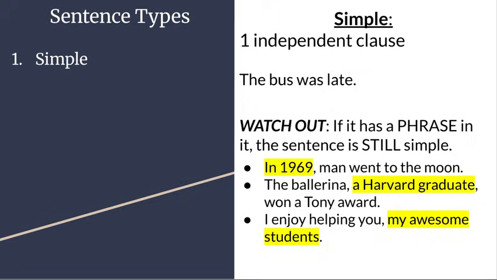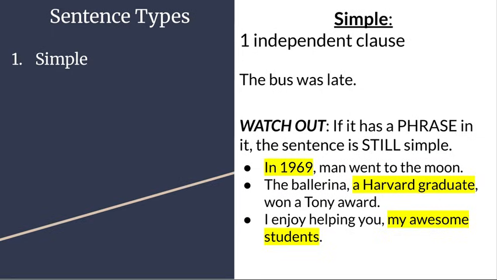So now I'm going to go through the 4 different sentence types. The first one, simple. A simple sentence has one independent clause, meaning it can stand by itself because it has a complete subject and a complete predicate. The bus was late is one of these examples. The bus being the subject, was late being the predicate.